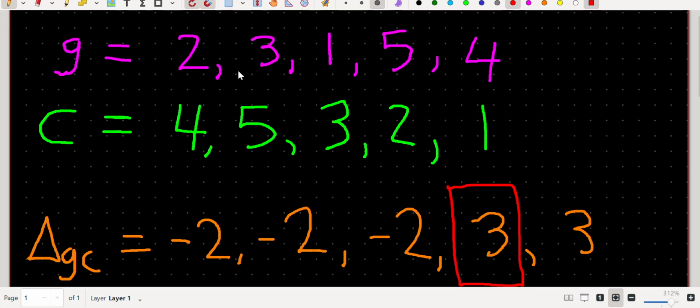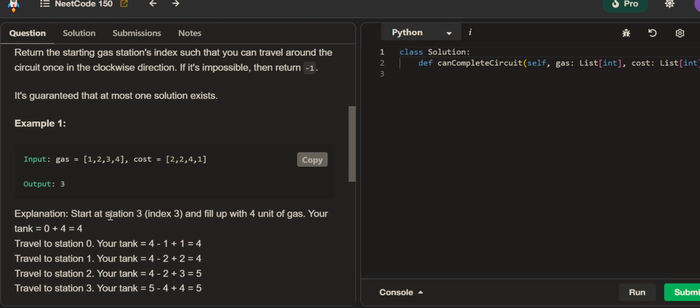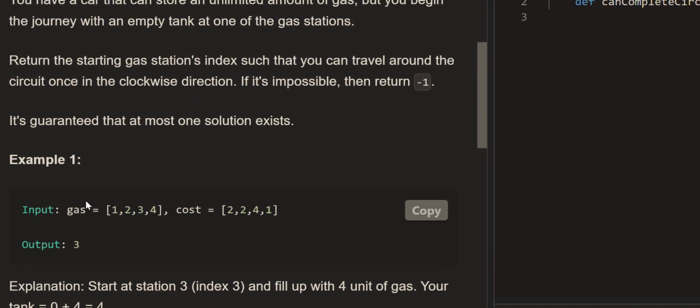this 3. And there's another thing we have to consider: if the sum of the costs is greater than the sum of the gas, there's absolutely no way for us to actually go all the way around the circle. That just won't be possible. Like for example, if I go back to this example and I add all the gas, I'm going to have 10. And if I add all the costs, I have 9.